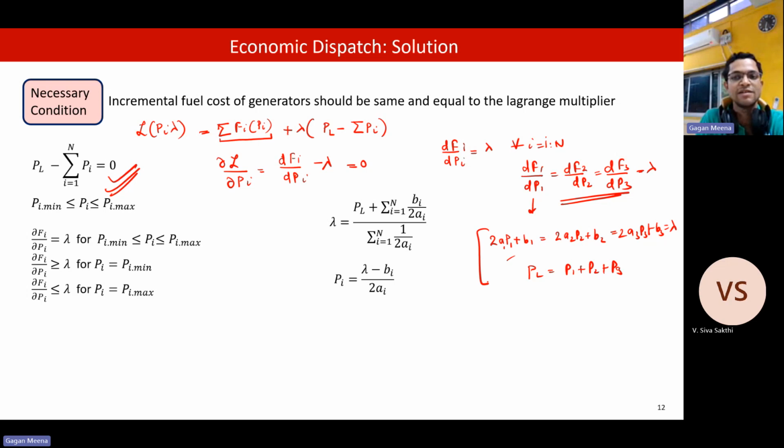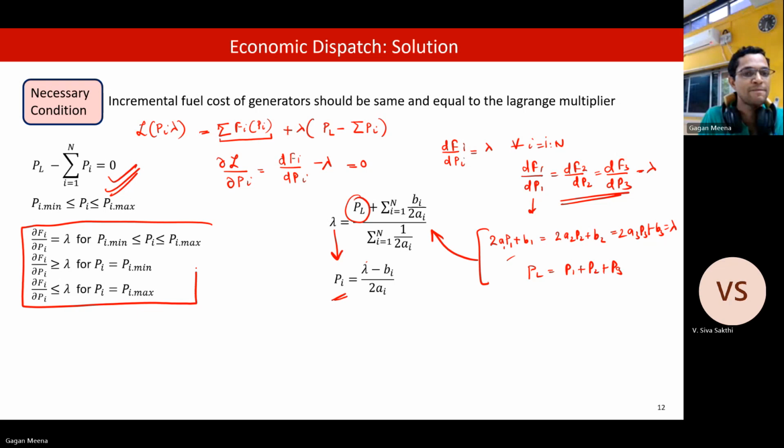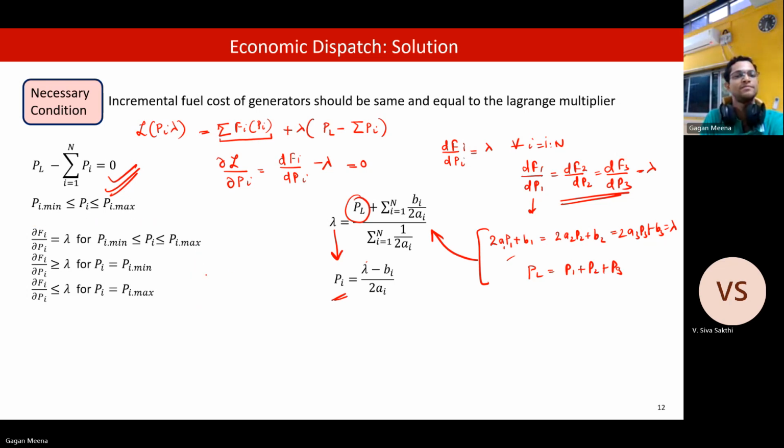Using this equation, we can directly write lambda as PL plus the summation of Bi by 2Ai, divided by the summation of 1 by 2Ai. And if we have lambda, we can find out Pi like this. Once we find Pi, we have to verify these conditions. If all the generators are within their minimum and maximum limits, then their incremental cost will be the same, and that will be equal to lambda.